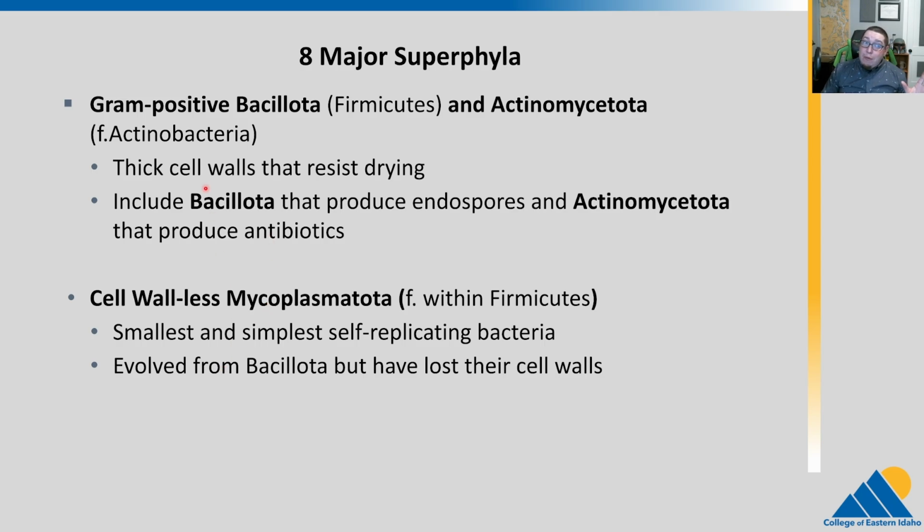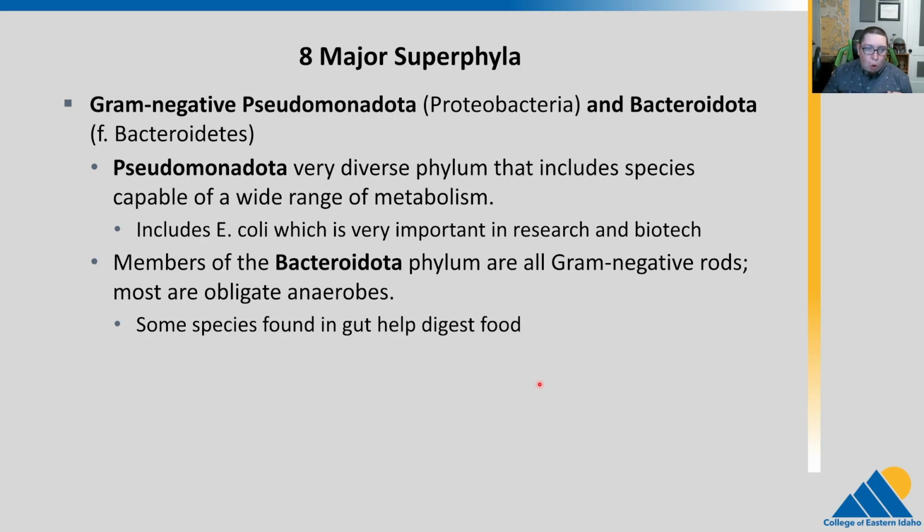Now, technically kind of in the group gram-positives, although they don't actually have a cell wall anymore, they've lost it, are the Mycoplasmatota here, which used to be contained within the firmicutes. We've broken them out into their own group here to add to that. So these bacteria, they're really, really small, simple self-replicating bacteria. They're some of the simplest out there. And like I said, they evolved from the Bacteriota, but they've subsequently lost their cell wall. So that happens in evolution. Sometimes we lose things. All right, so there's 3 groups. Okay, let's look at some more.